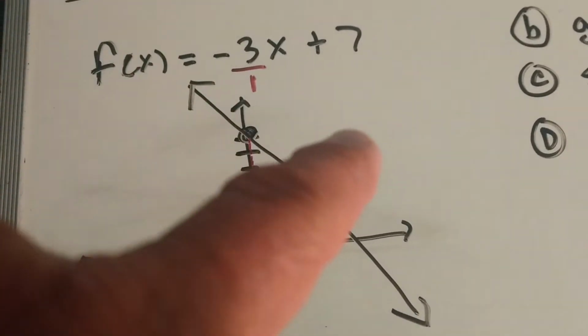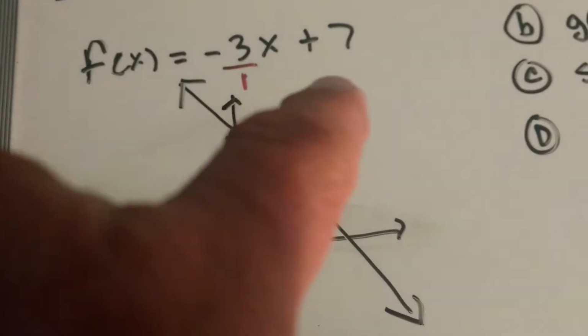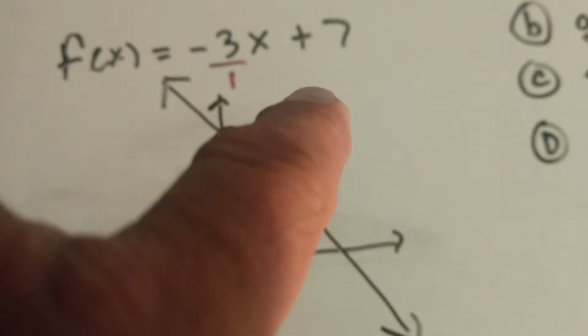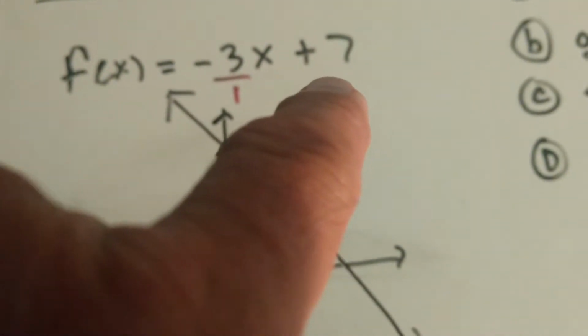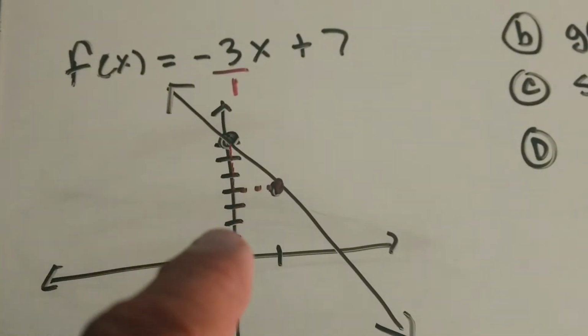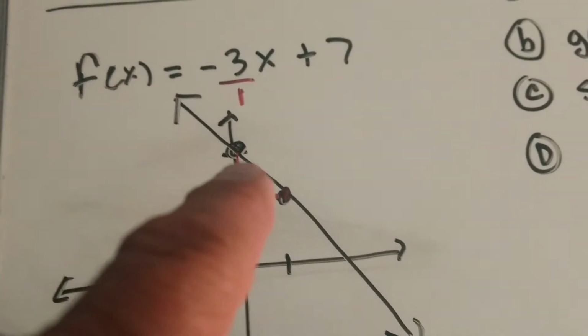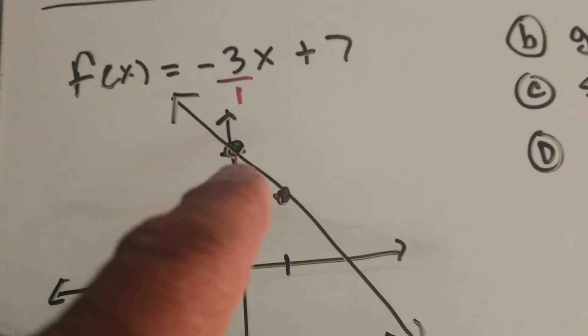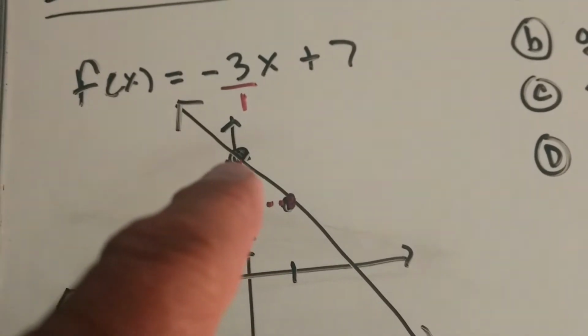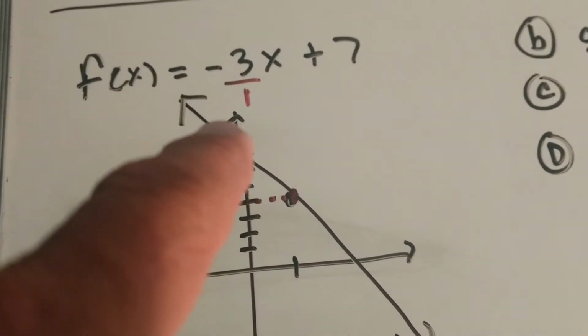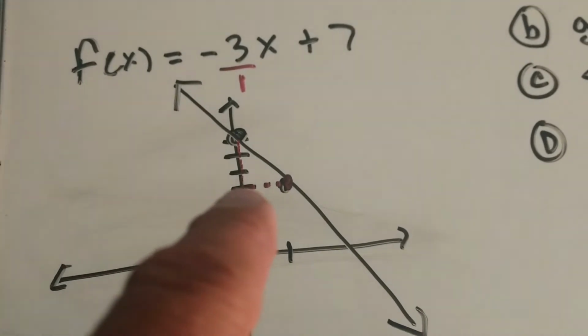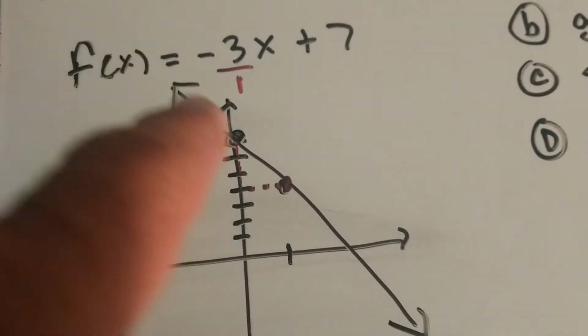It helps me move. Whenever I'm trying to graph it, I'm always going to plot the y-intercept, which is 7. So I'm going to go 7 on the y-axis, which gives me the point 0, 7. From that 0, 7, I'm going to go down 3, then over 1. Gives me a second point. I can draw my line.